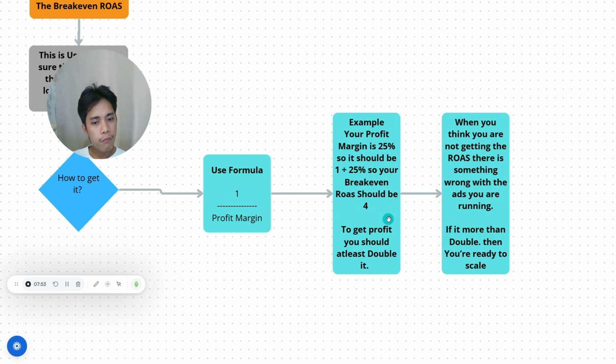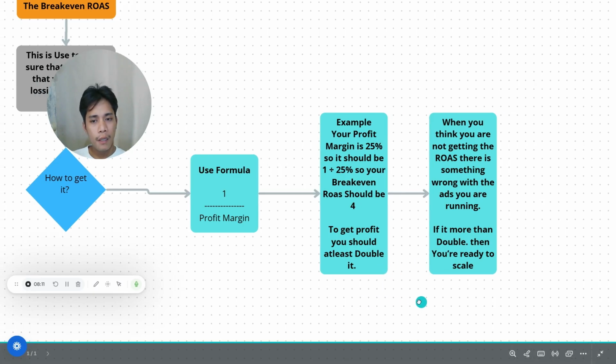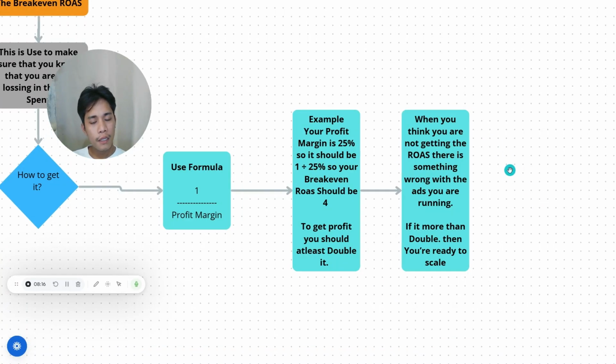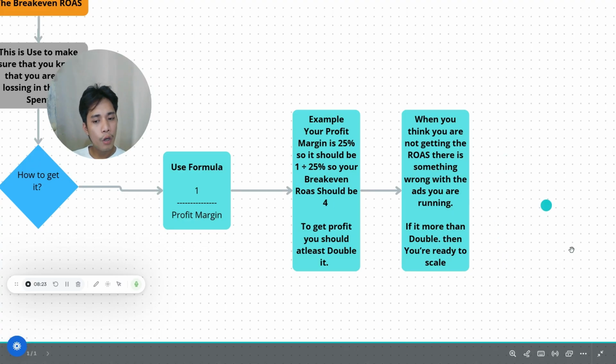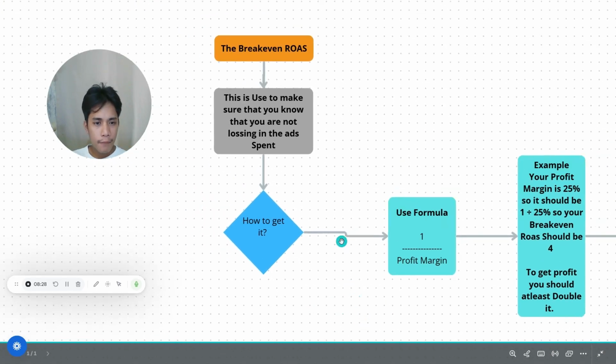If you get 4, this means you're not yet having a profit, but you're just breaking even with the ad spend that you have made. To get profit, you should at least double it, or make it as high as possible. That's how we're going to calculate it. When you think you are not getting the ROAS, then there is something wrong with the ads that you're running. If it's more than double, then you're ready to scale it.